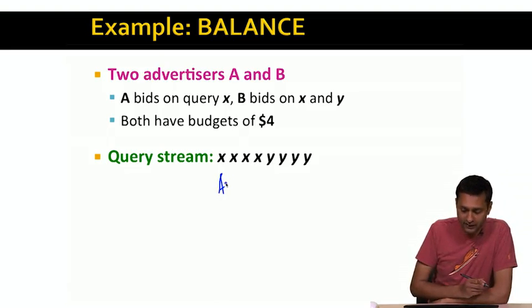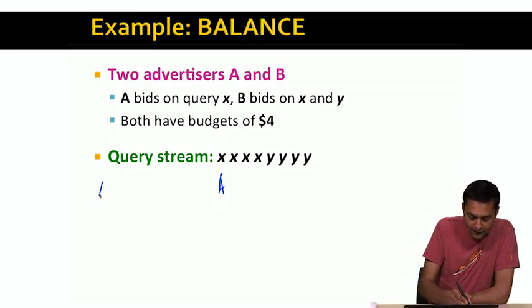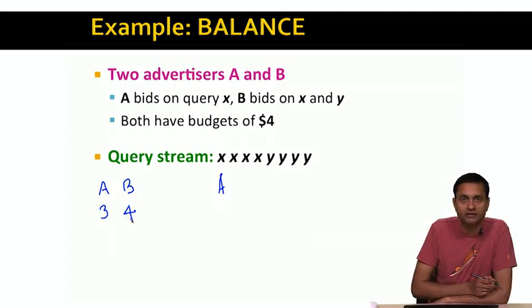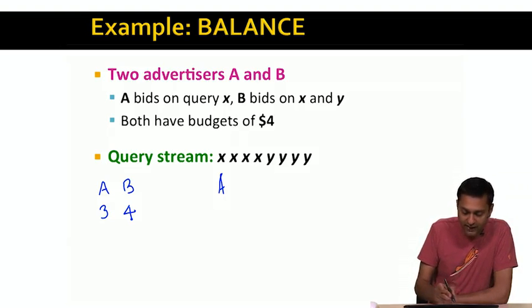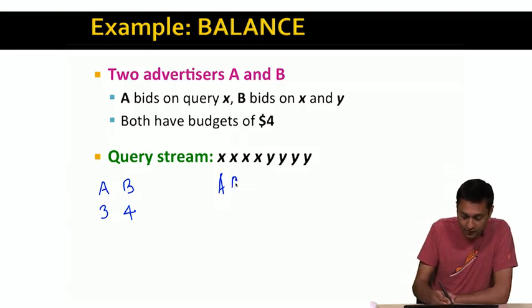Let us say the balance algorithm assigns the first query to A. Now the second X comes in, and let's write down A's and B's balances right there. Notice now that A's balance is 3 and B's balance is 4 because $1 of A's budget is already spent when we showed the first ad. And so the algorithm assigns the second X to the eligible advertiser with the largest balance, which is B in this case. And so that goes to B, and B's balance now becomes 3.